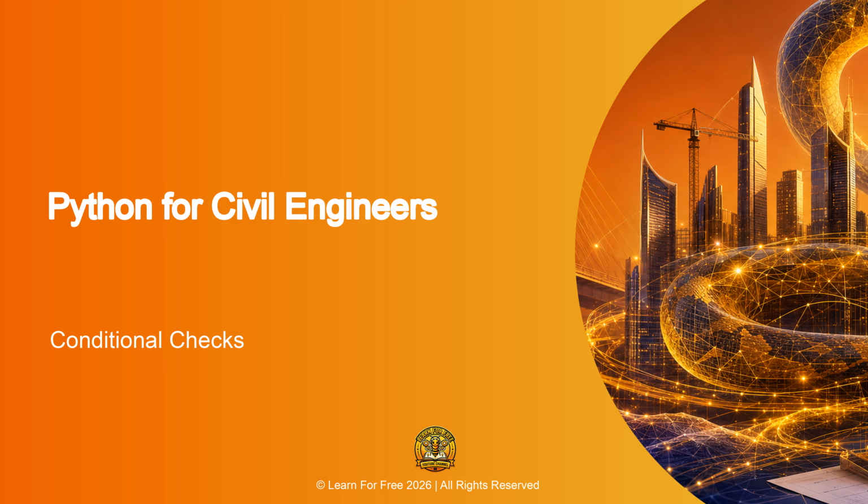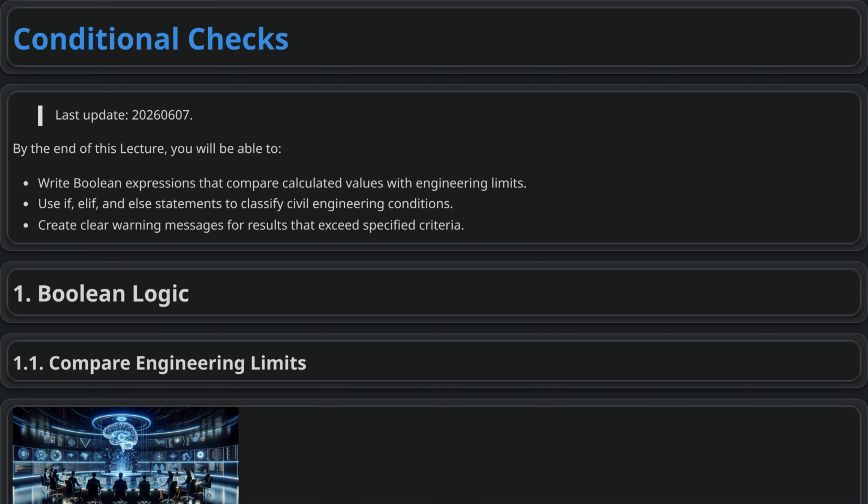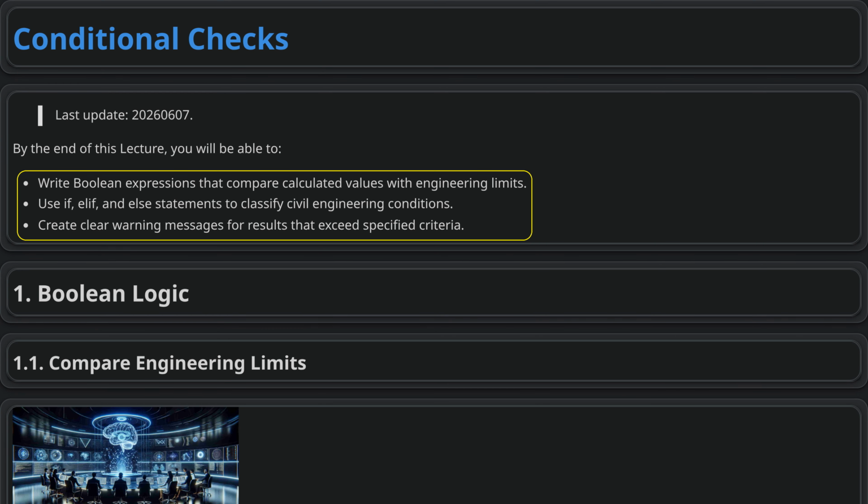Module 2, Lecture A, Conditional Checks. By the end of this lecture, you will be able to write Boolean expressions that compare calculated values with engineering limits, use if, elif, and else statements to classify civil engineering conditions, and create clear warning messages for results that exceed specified criteria.